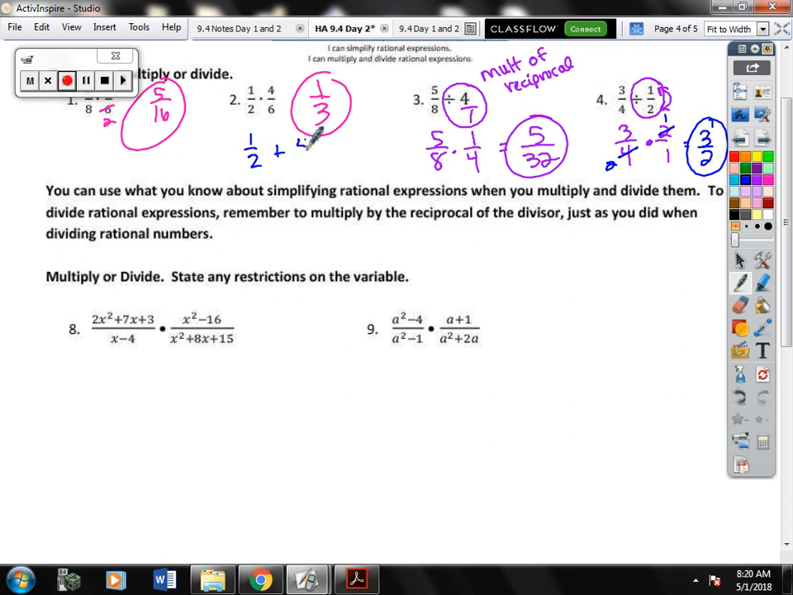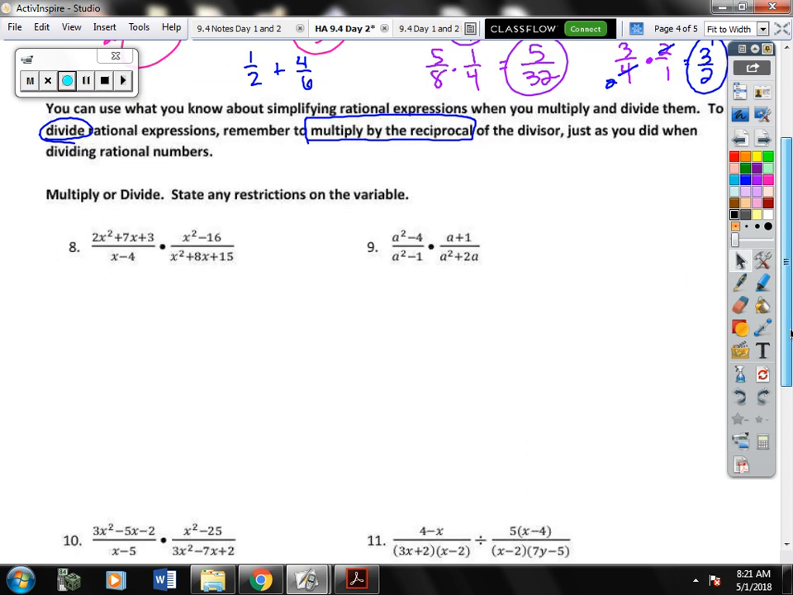So if you changed this to be 1/2 plus 4/6, you would then have to make the denominators common, which will make these harder because you're going to have squared and linear factors. Okay, but multiplying and dividing, you're literally just going to multiply basically the tops and the bottoms. Remember that when you are dividing, you'll do exactly what we did right here. We will change division to multiplication of the reciprocal. And then you'll do the same thing that you would do with multiplying.